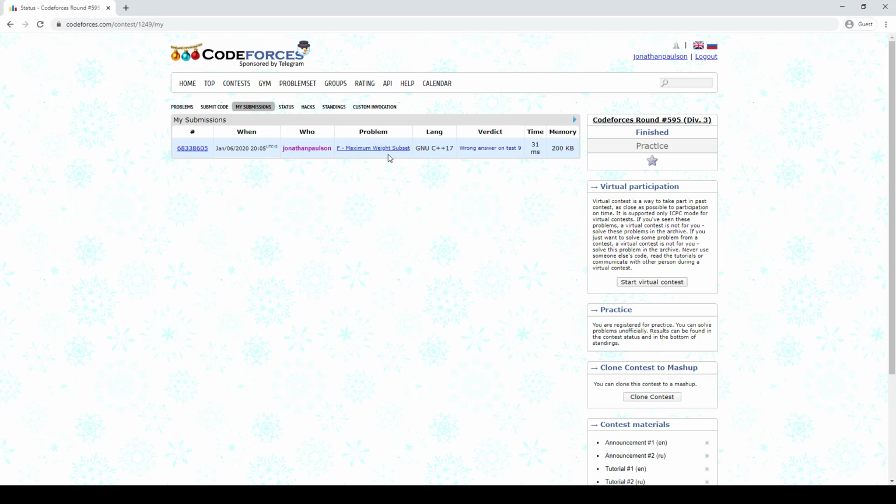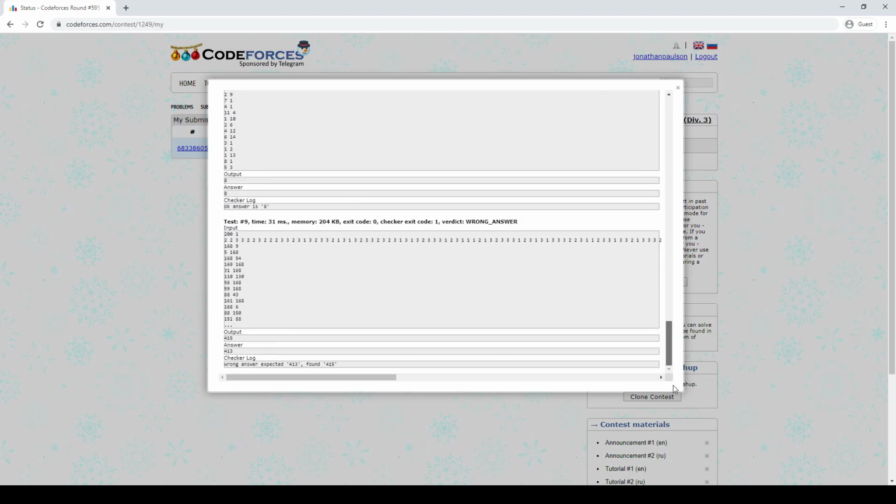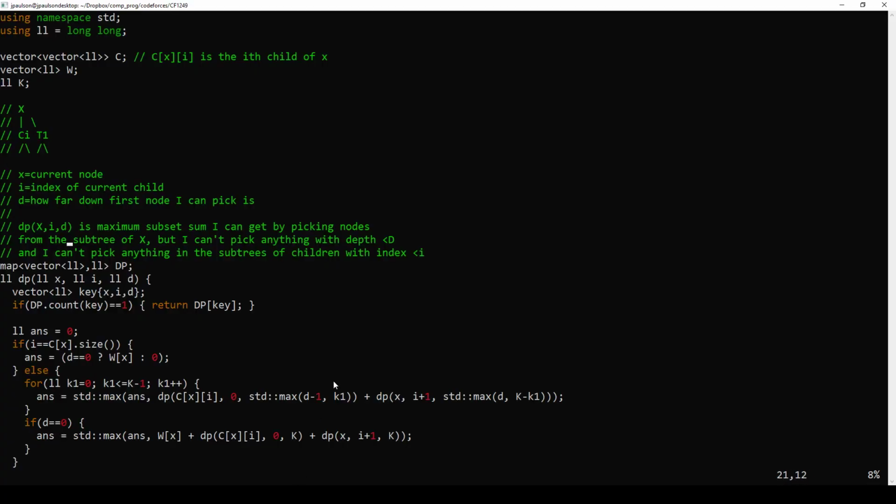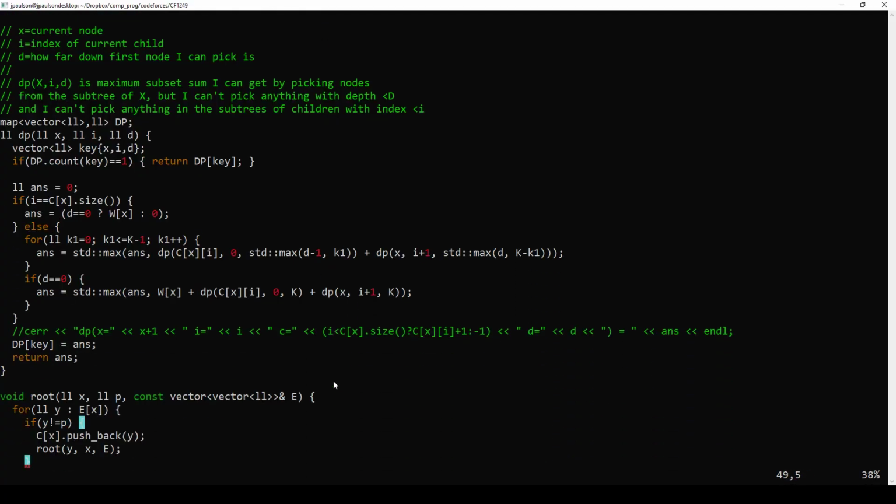Wrong answer on test 9. Oh no. Okay, in a contest we would not actually be able to see this information, but we said something that was a bit too high, so we did something that was meant to be impossible. Right, because we picked something that was better than it actually could have been picked. Okay, so we need to debug that.